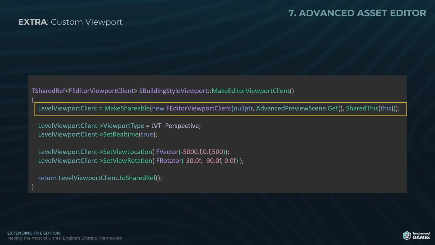Then we have to create the actual preview scene. There are 2 versions in the engine. One is older with simple lights, and this is the one that we use, for example, when we edit any meshes. And then we can set like the place for our camera and so on.